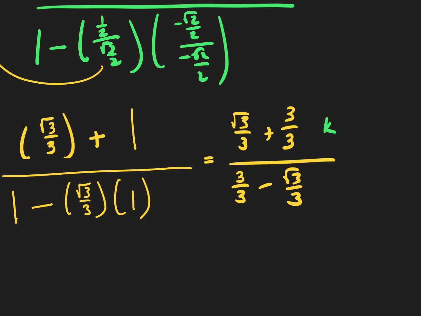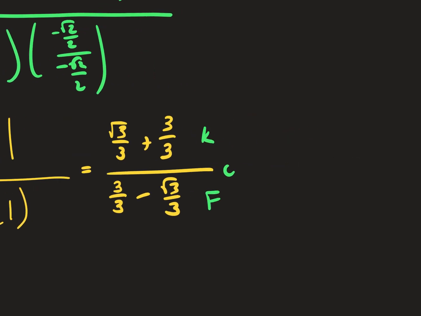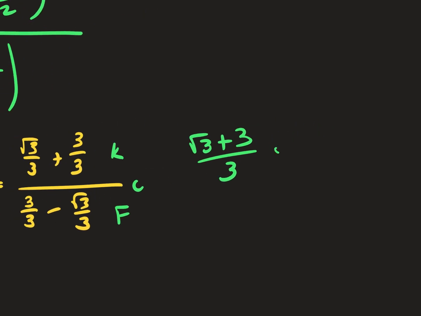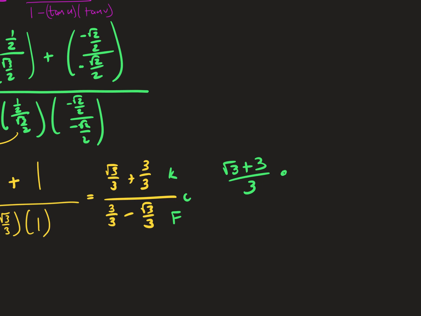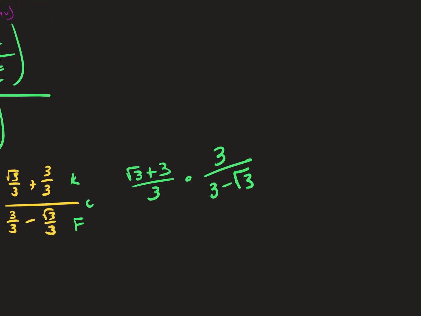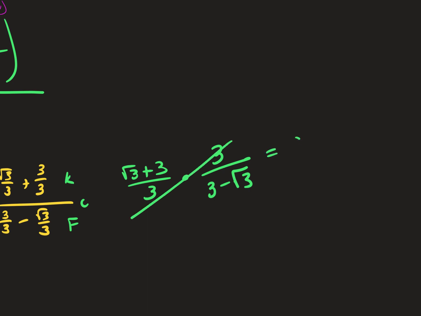Okay, how do we divide fractions? You keep, change, flip. So this is the square root of 3 plus 3 over 3. Can I write it together since they have a common denominator? Okay, times, when I flip, what does this become? 3 over 3 minus the square root of 3. Now the 3's cancel, so you have the square root of 3 plus 3 over 3 minus the square root of 3. That's how WebAssign wanted it answered.